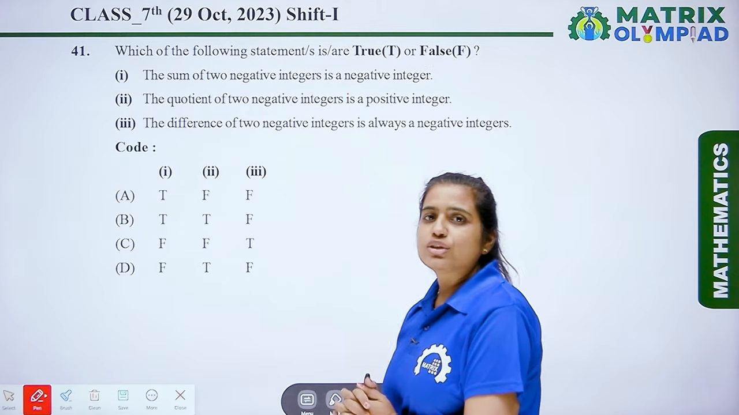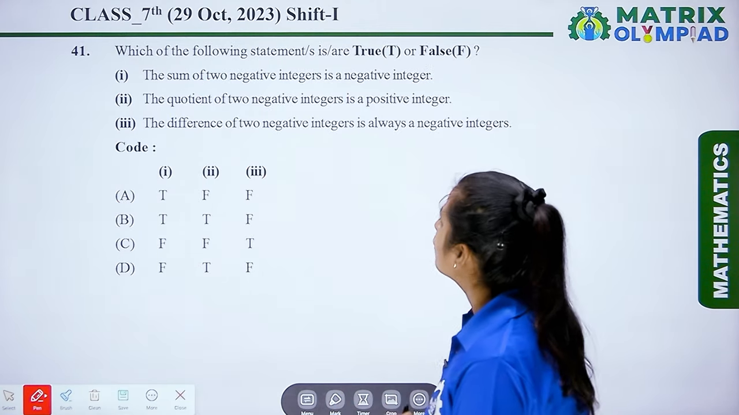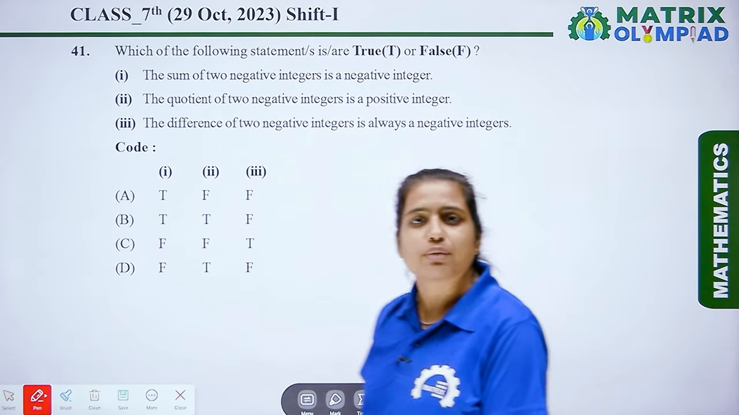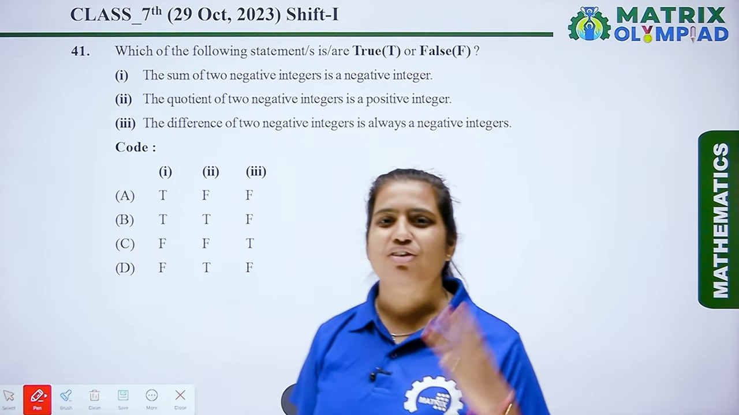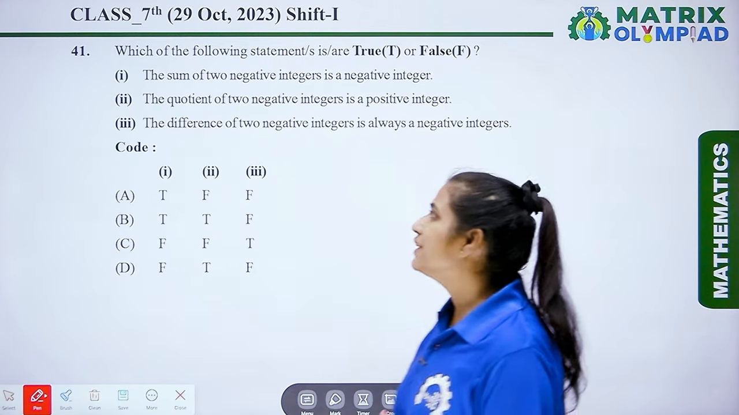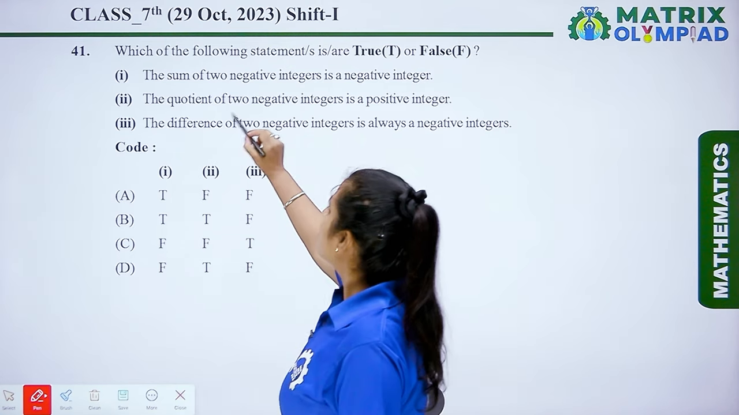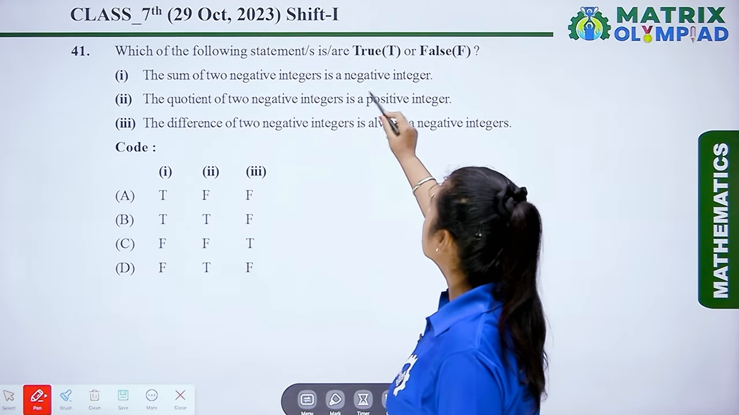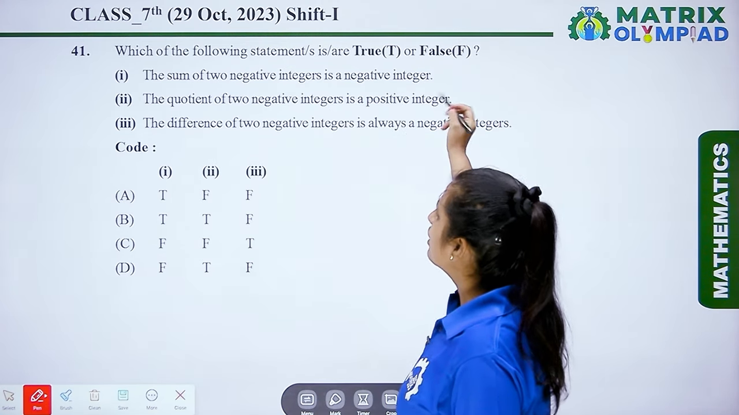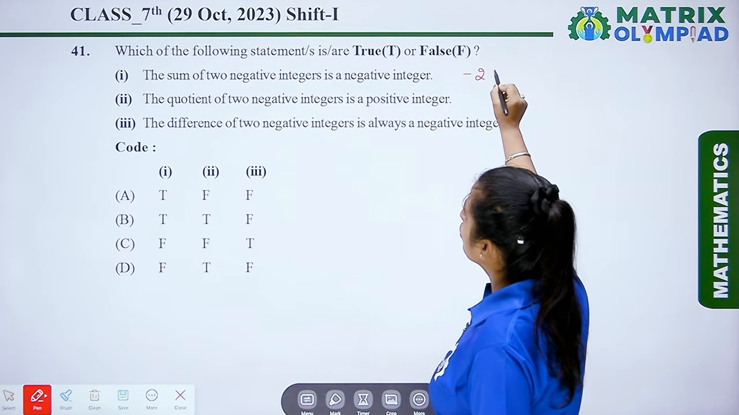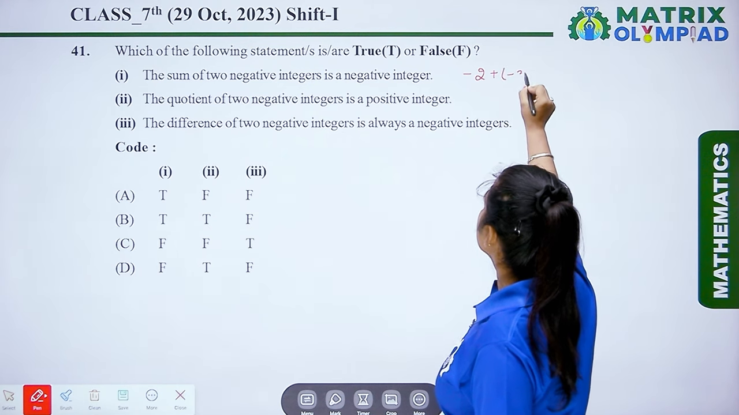Now, the next question is question number 41. Which of the following statement is a true or false? We have to find out which statement is true and which statement is false out of these three statements. So, let's start the first statement. First statement is, the sum of two negative integers is a negative integer. Let's take an example, negative 2 plus negative 3.